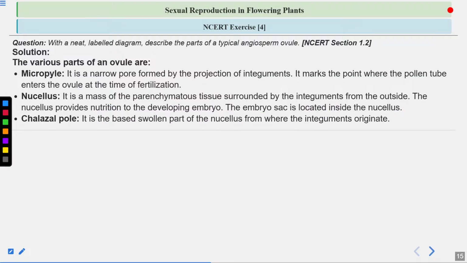Chalazal pole. It is the basal, swollen part of the nucellus from where the integuments originate. So again, you got a very important point: the integuments originate from the chalazal pole. Okay. So all these points are for question number 4. We have discussed the diagram and the different parts also. Moving on to our next question.